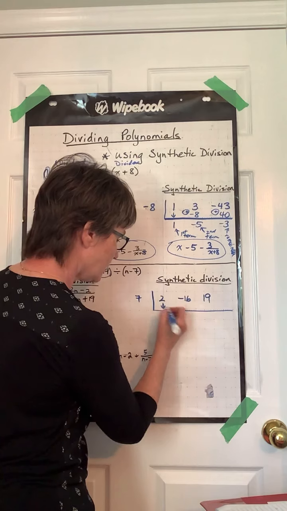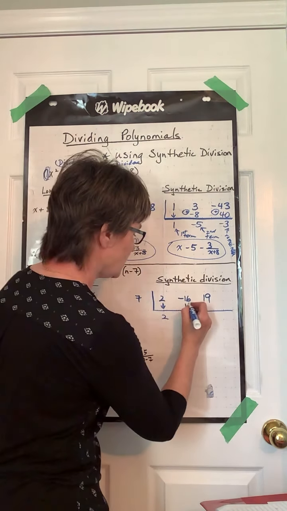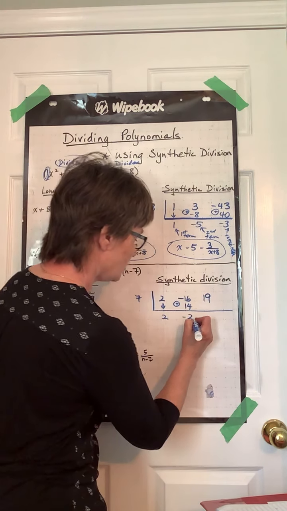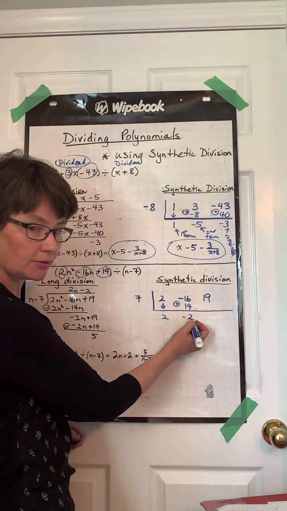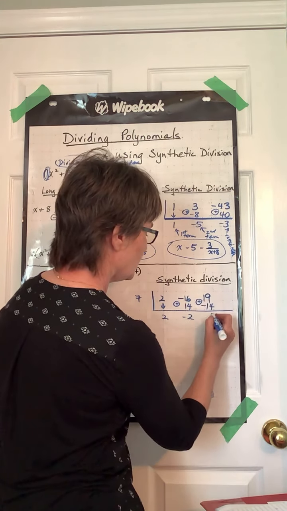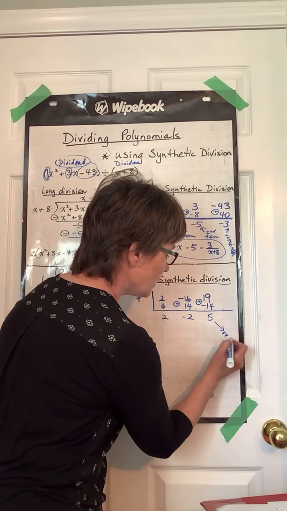We're going to bring that 2 down. Okay, and then 7 times 2 is 14. Going to add these numbers, gives us a negative 2. 7 times negative 2 is negative 14. Going to add these numbers, and we're left with 5. So again, this is our remainder.